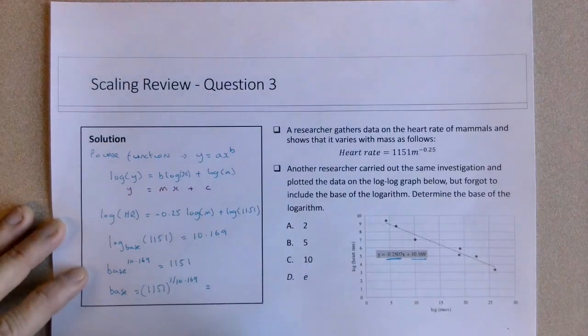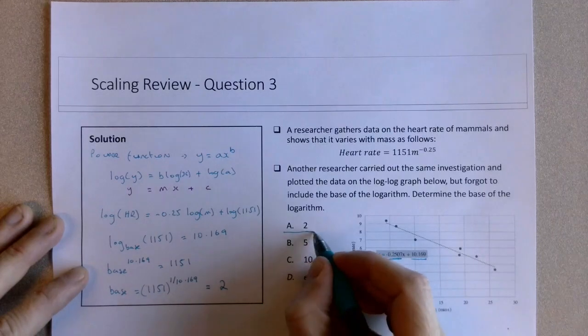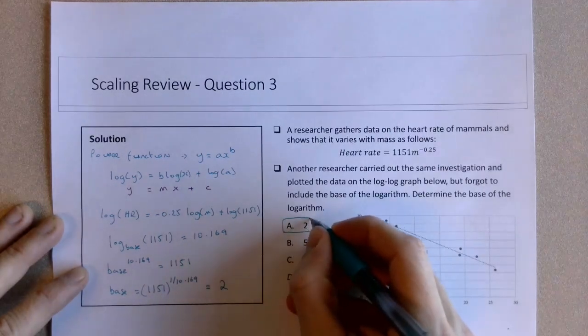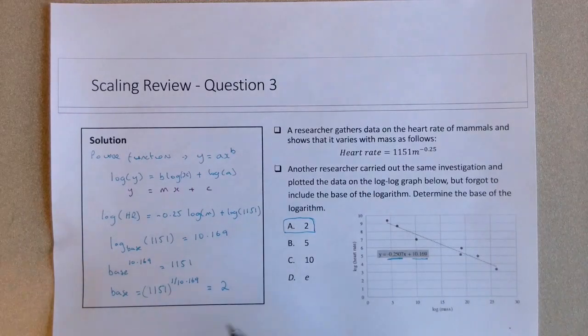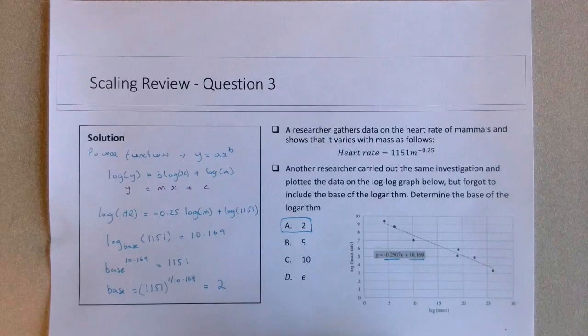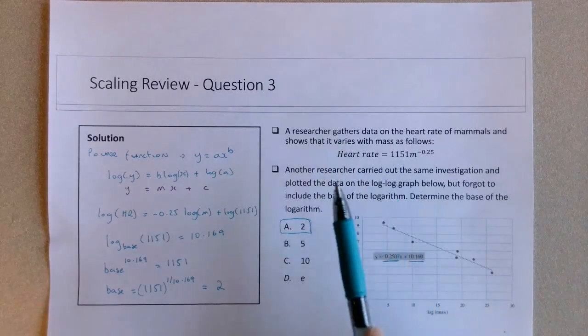And if you do that on your calculator, you should find that this is equal to 2. So choice A is the correct answer. And again, this question in general is looking at the log-log form of power functions and how they relate to scaling relationships such as heart rate with mass.